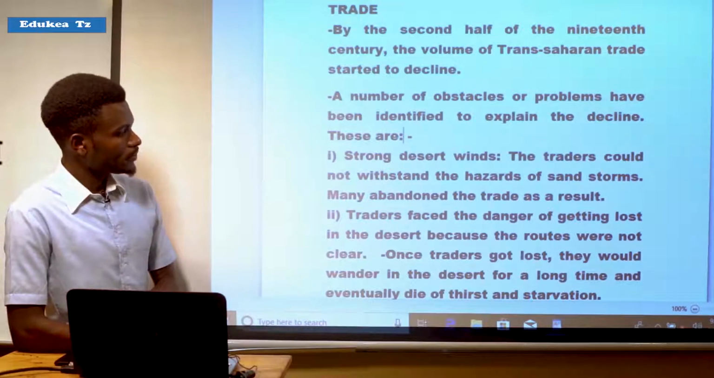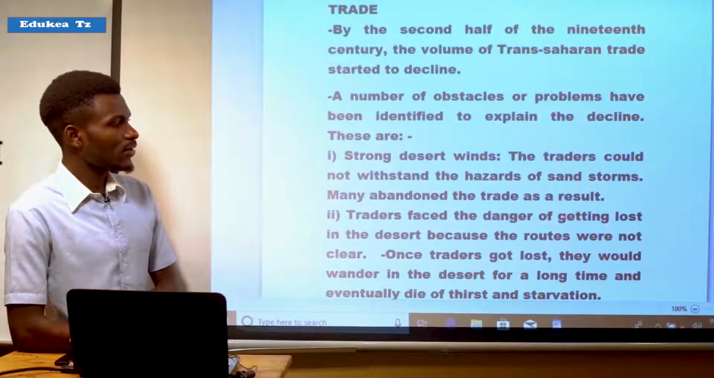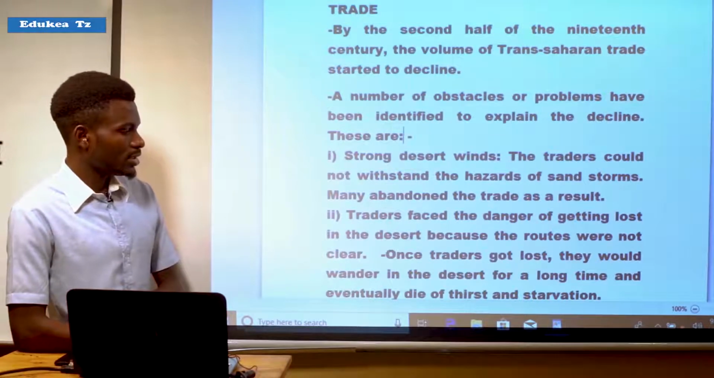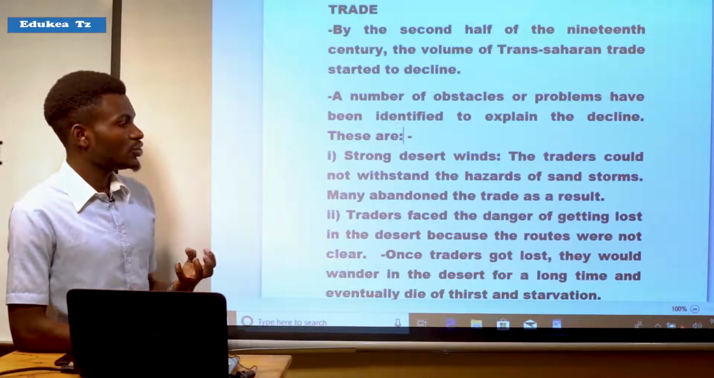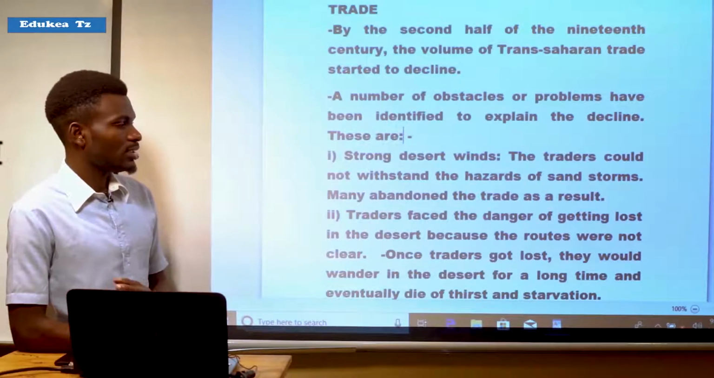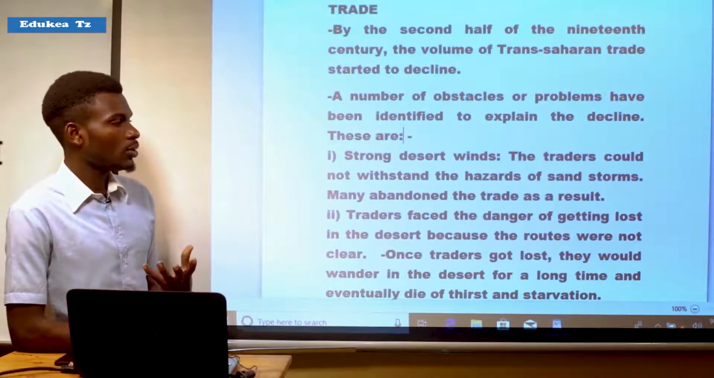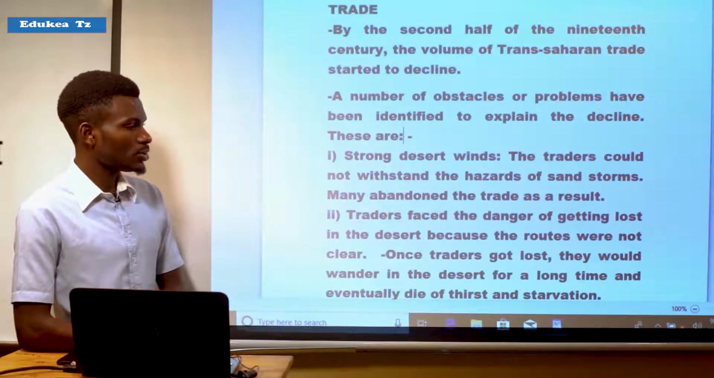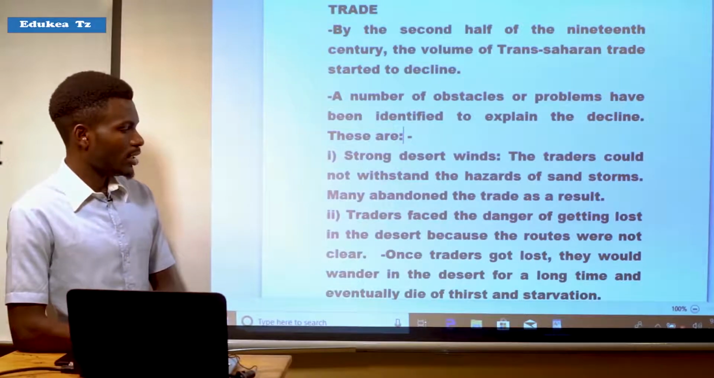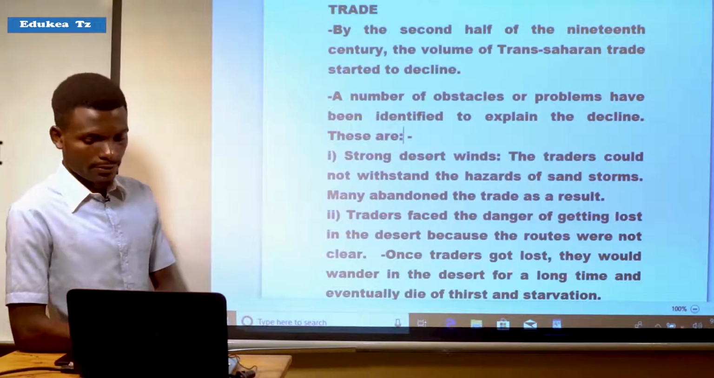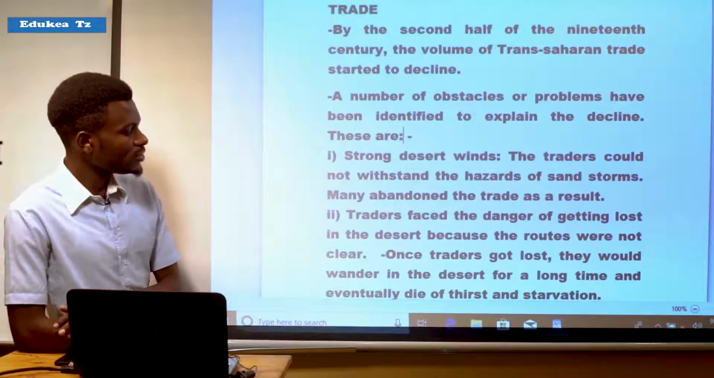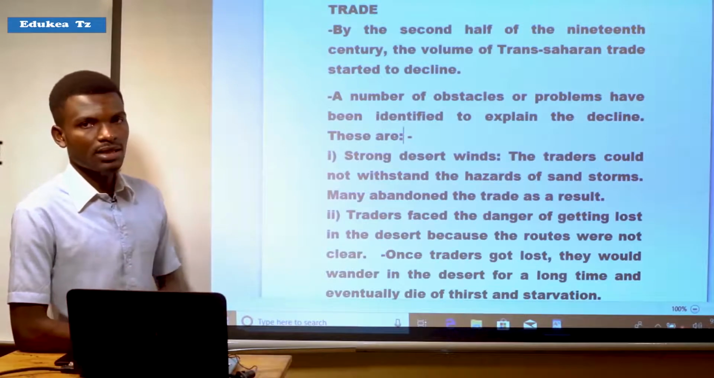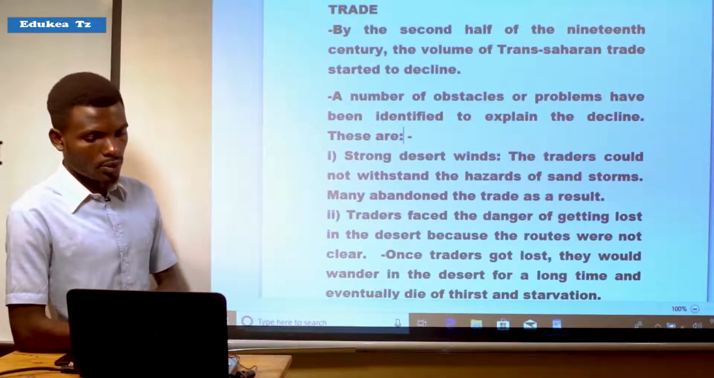Also, the traders faced the danger of getting lost in the desert because the routes were not clear. It means that there was the issue of getting lost in the desert because the routes were not clear. And once traders got lost, they would wander in the desert for a long time and eventually die of thirst and starvation. So that made the trade face some obstacles.